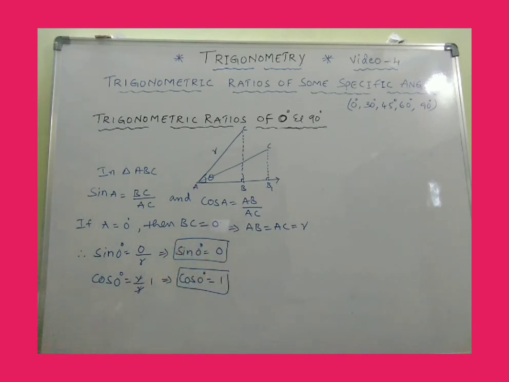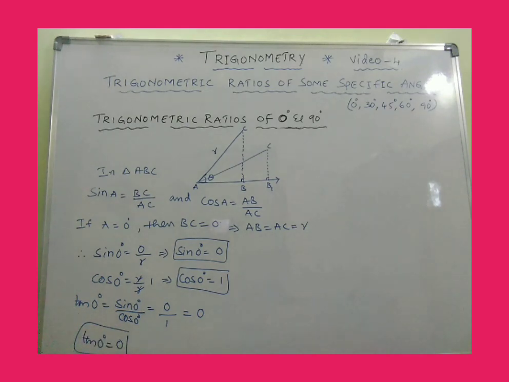So once you know sin 0 and cos 0, the rest of the things are very easy. Now can you tell me the value of tan 0? Tan 0 is nothing but sin 0 degrees by cos 0 degrees. Sin 0 is 0, cos 0 is 1, hence finally tan 0 is also 0. Tan 0 degrees is also 0.